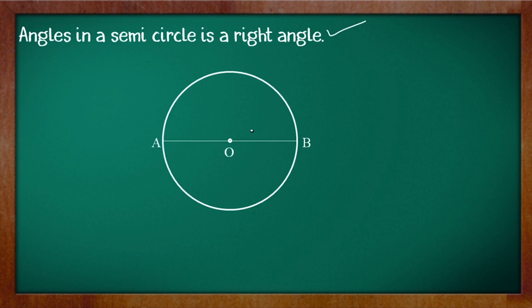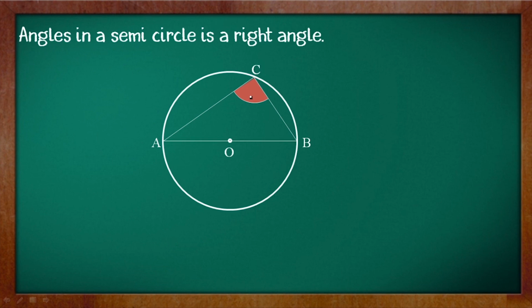drawing AB a diameter divides a circle into two equal halves, that is, the semicircle. This is one semicircle and this part is the next semicircle. Now if we take any point C and draw an angle here, this angle will be equal to 90°. So this angle ACB is the angle in the semicircle, and that has to be equal to 90°. So this is what the statement of this theorem states.